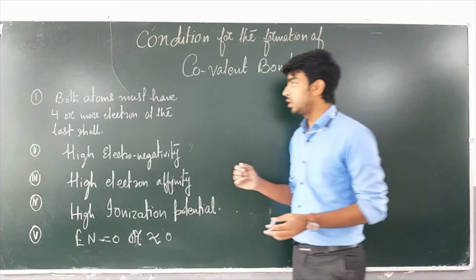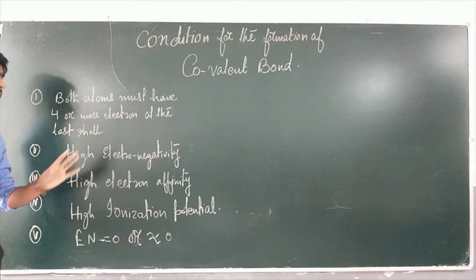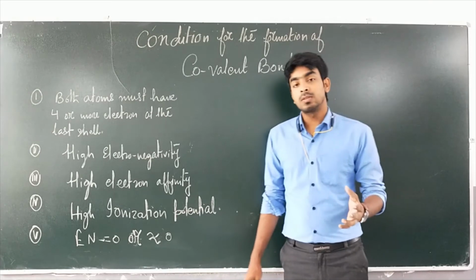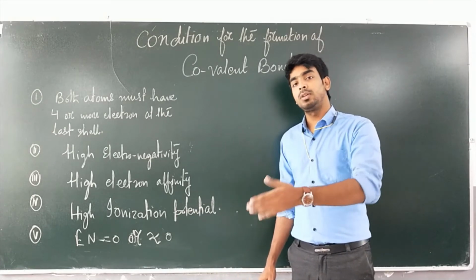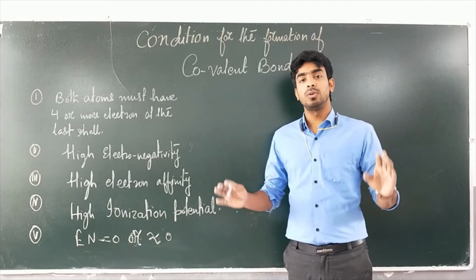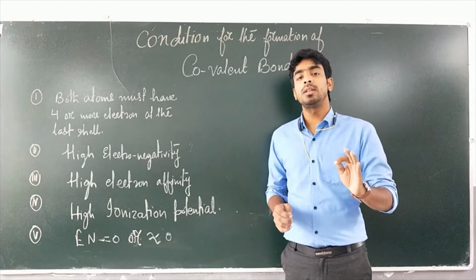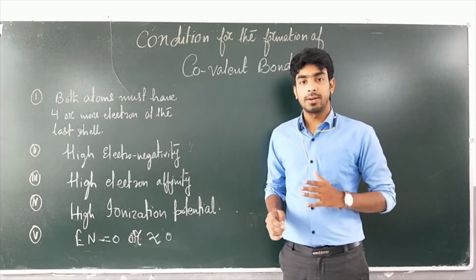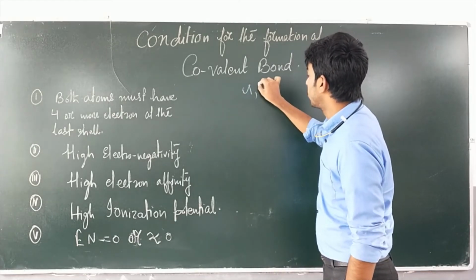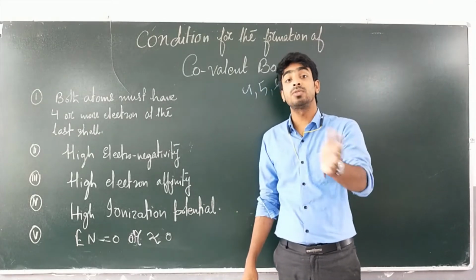So the first condition you are seeing over here is both atoms must have 4 or more electrons in the last shell. Just remind yourself about the things that we have learned in the definition of covalent bond. The covalent bond basically was forming between two electronegative elements. Now, an element becomes electronegative when its shell has 4 or more electrons, 5, 6, 7, whatever.